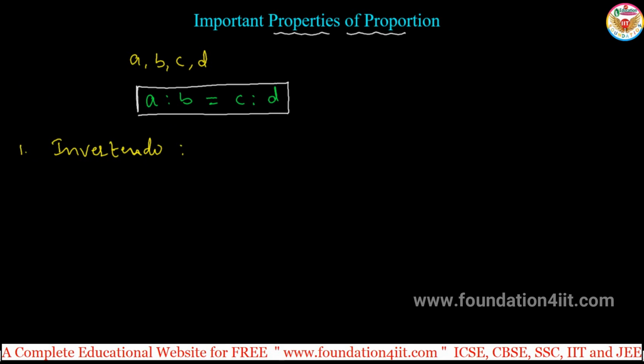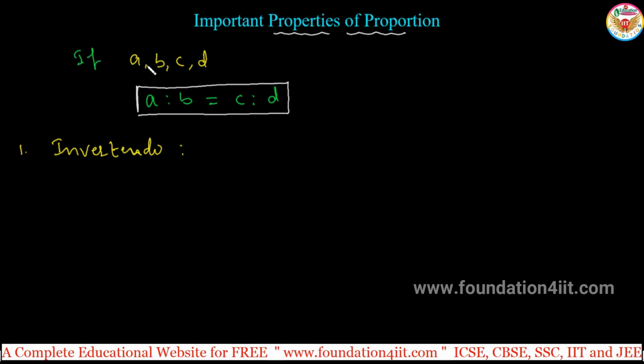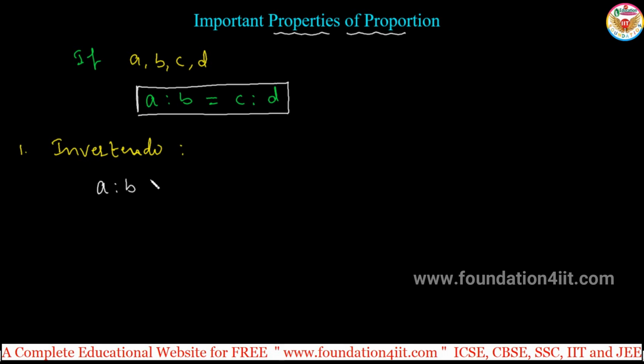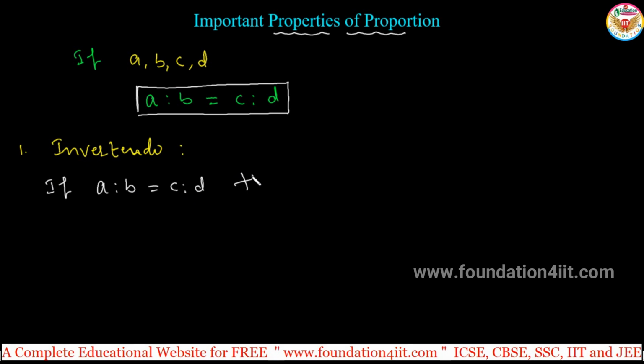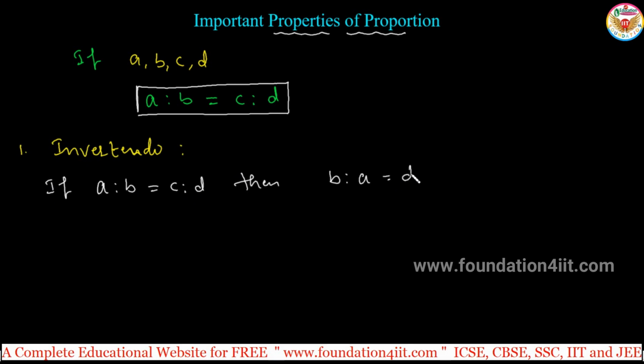Now we have the 5 properties, because based on this next we will continue some problems or applications also. First remember, if a, b, c, d are in proportion, then a is to b is equal to c is to d. Then invertendo means if a is to b is equal to c is to d, then invert, that means b is to a is equal to d is to c. If you invert this side, the other side also must be changed. b is to a is equal to d is to c. This is invertendo.